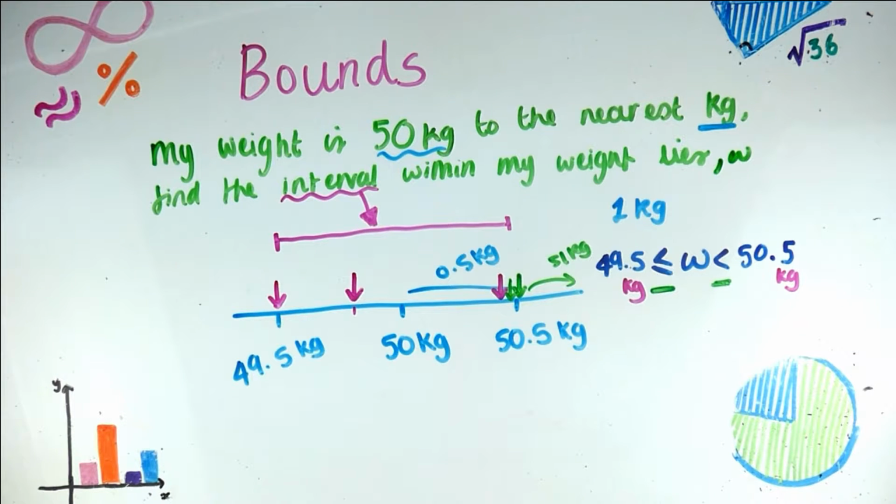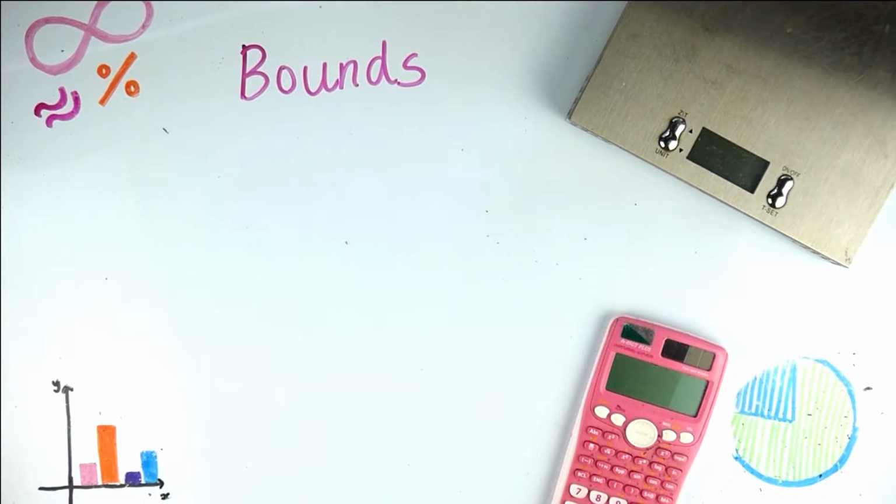Okay, so I hope that makes sense. Please, please, please draw out a number line. It just makes life a lot easier. So we're just working out this region here. So now we'll go through another example.